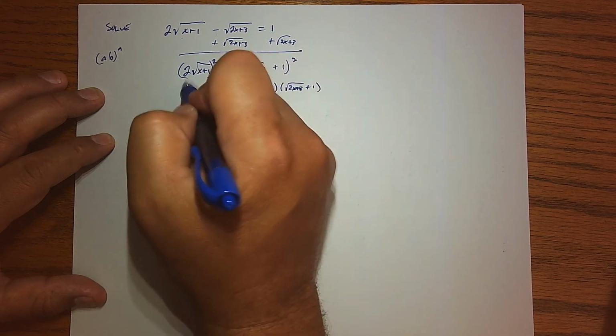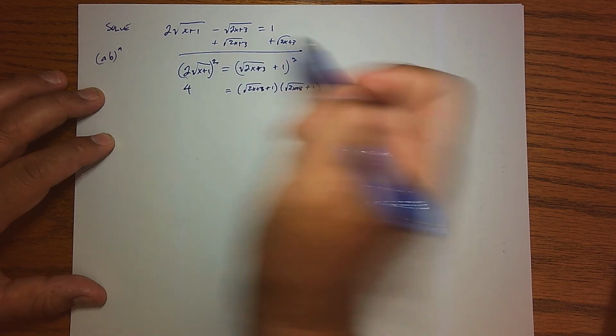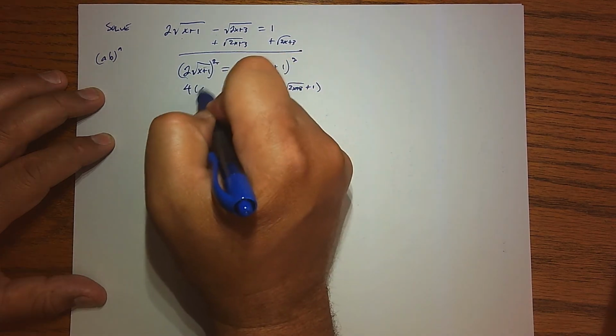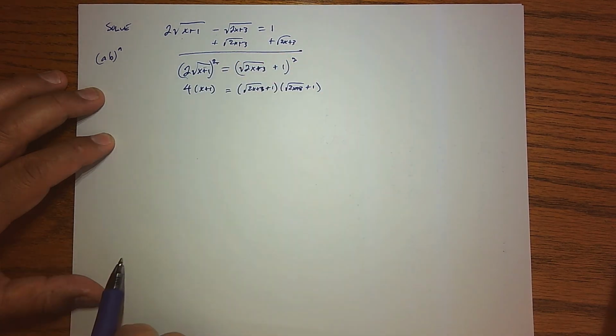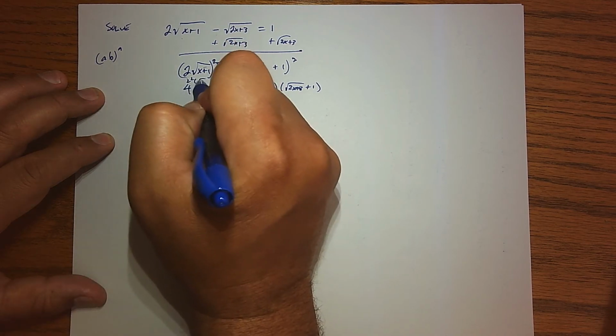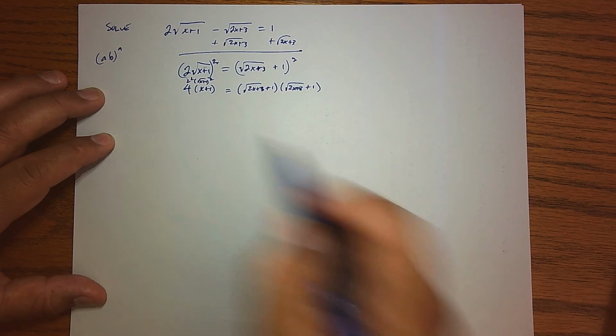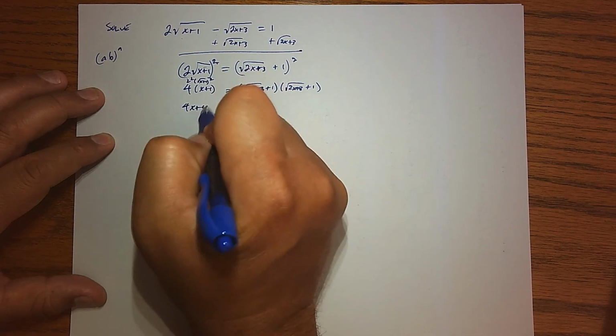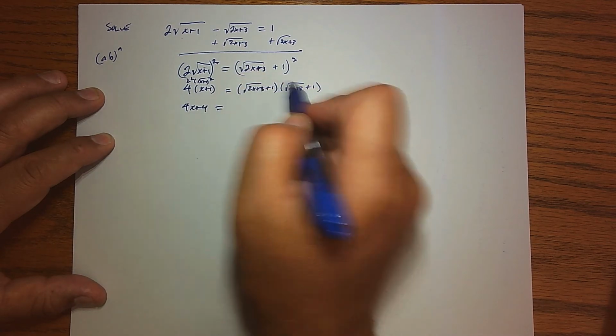And on this side, 2 squared is going to give us 4. And then if I square a square root, right, the square root goes away. So I'm squaring each piece. So 2 squared and that squared. So over here, we just do a distribution. Over here, we do a FOIL.